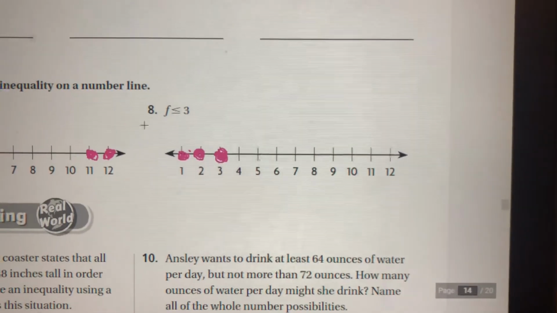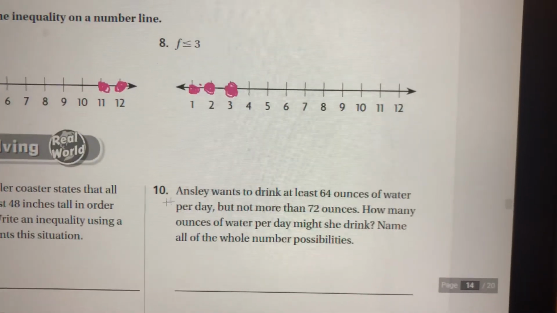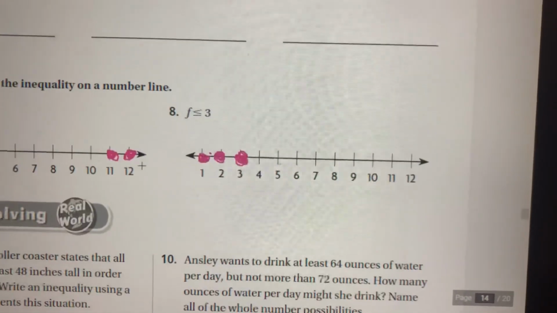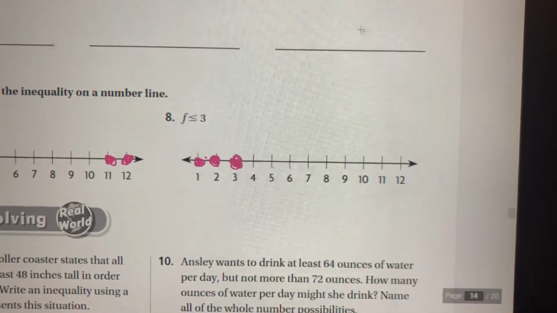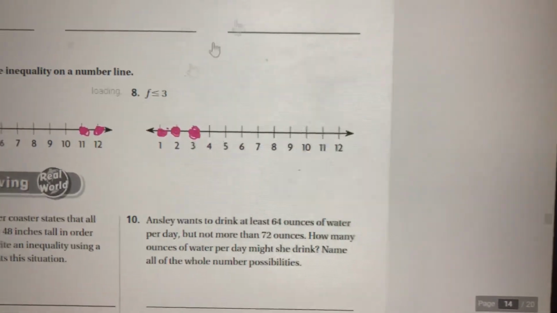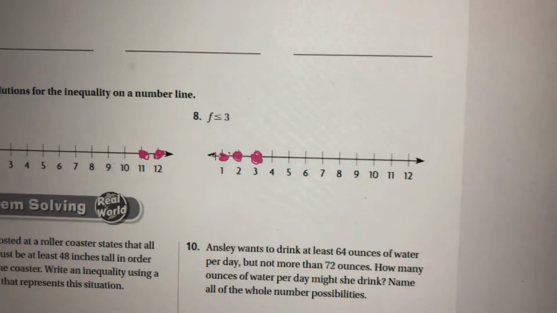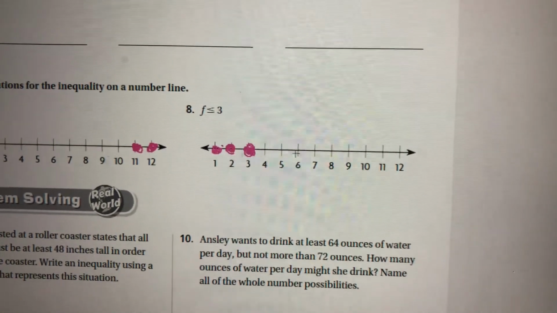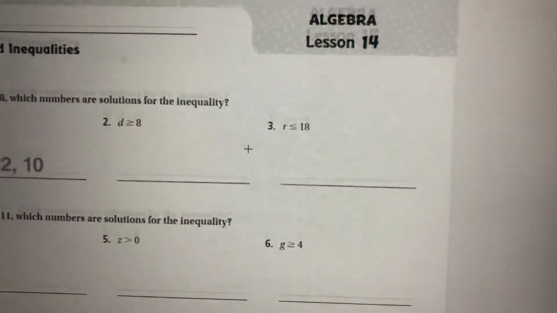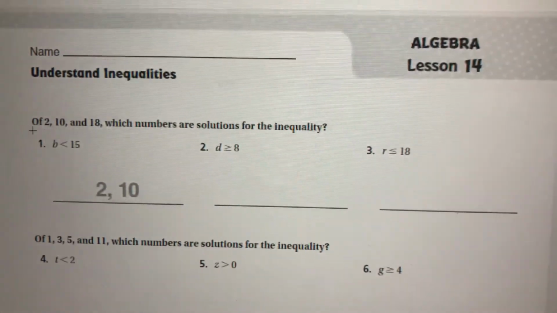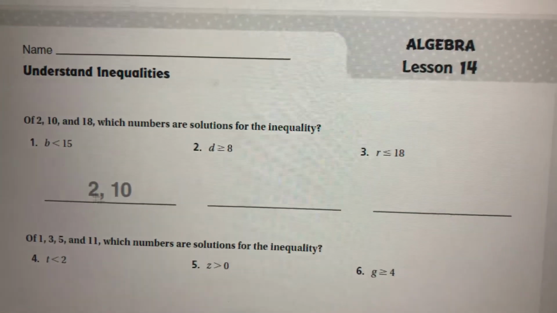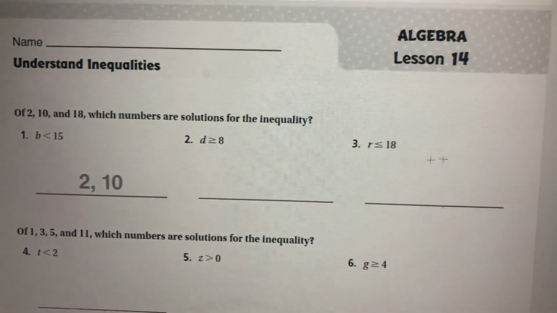And that's pretty much it. The rest is just word problems that you can work out on your own. But I wanted to just go over and show you the basics of the lesson so that you understand how to fill in the number line with the circles and how to use these numbers accordingly for the inequalities, okay?